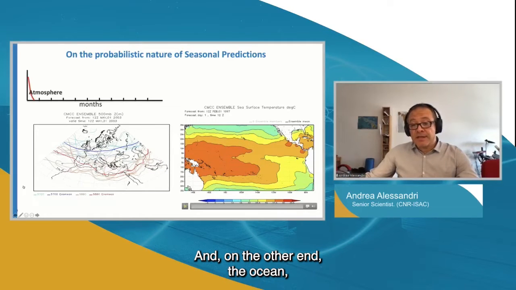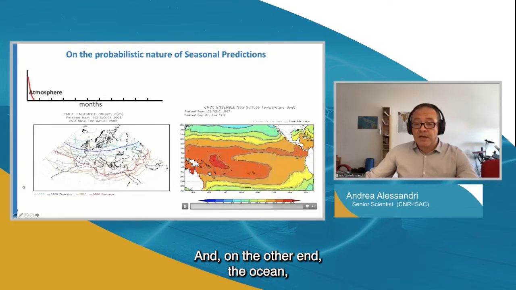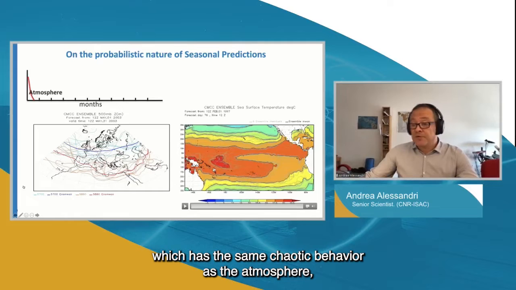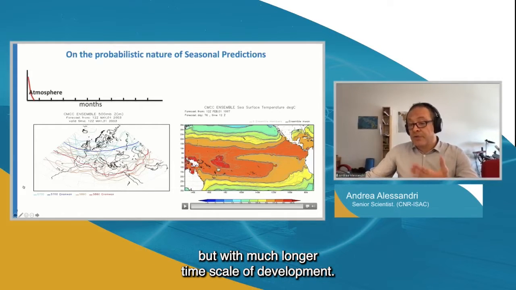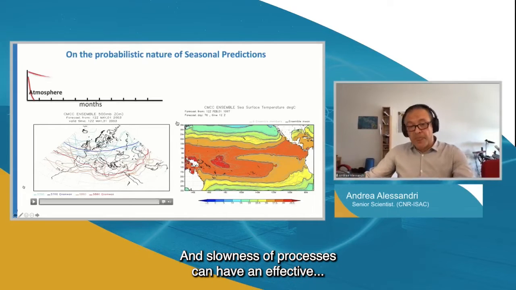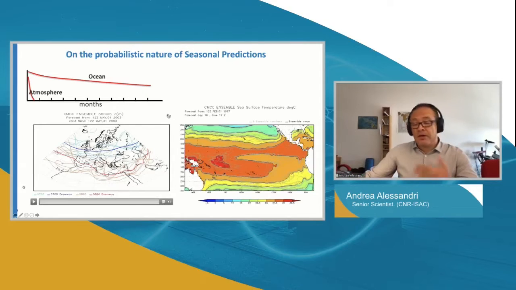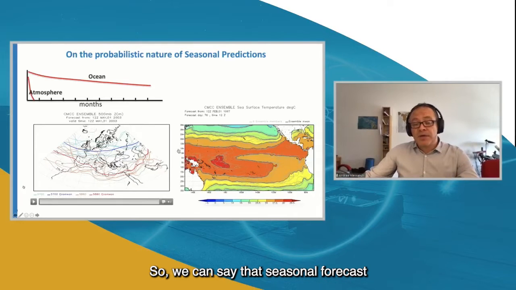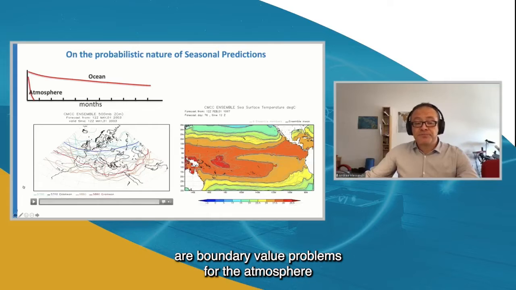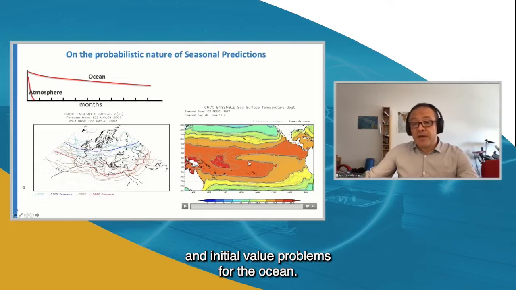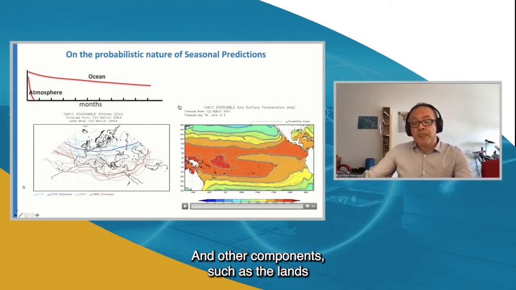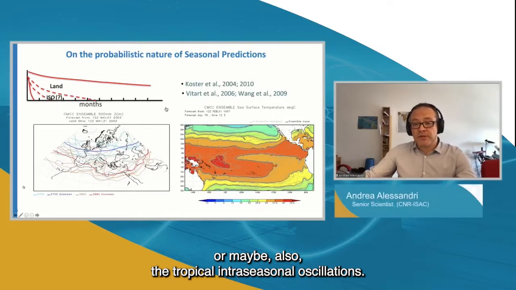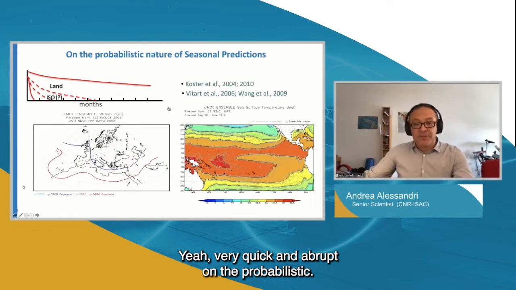On the other hand, the ocean, which shares the same chaotic behavior as the atmosphere, but with a much longer time scale of development and slowness of the processes, can have an effective effect of the initialization of the ocean over the forecasting. So we can say that seasonal forecasts are boundary value problems for the atmosphere and initial value problems for the ocean, and other components such as the land or maybe also the tropical intraseasonal oscillations. Very quick and abrupt on the probabilistic.